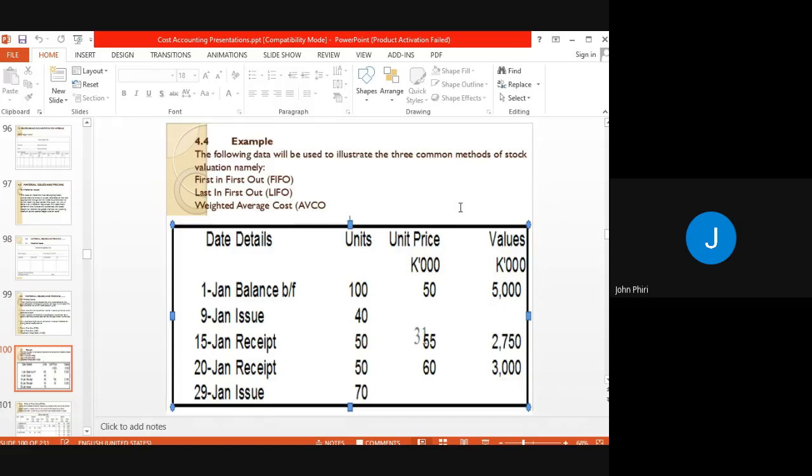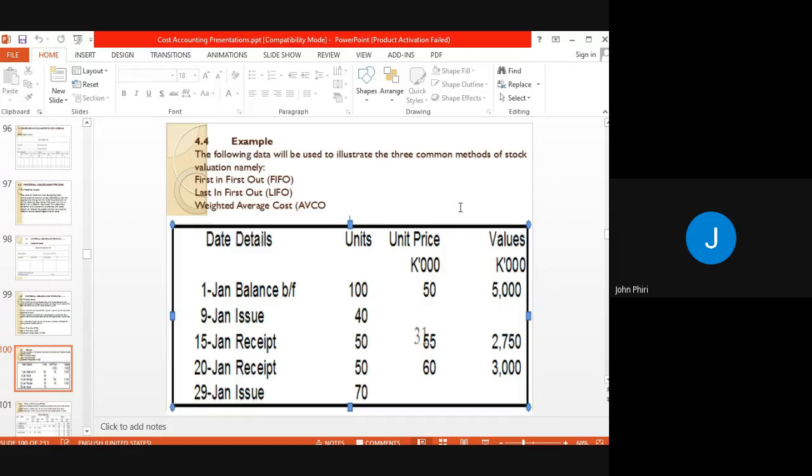So the question we have is, at what price should we issue that? We don't know, and we cannot state. On 15 January, we received 50 units at a price of 55, so the total amount is 2,750. On the 20th January, we received a further 50 at a price of 60 kwacha. When we multiply the quantity and the unit price, we get 3,000.